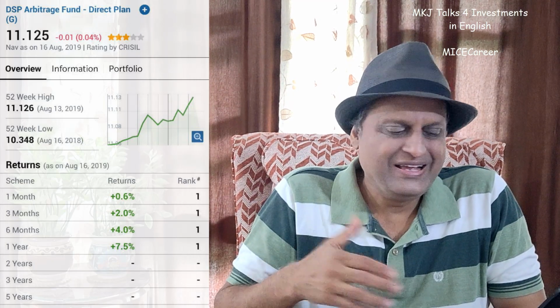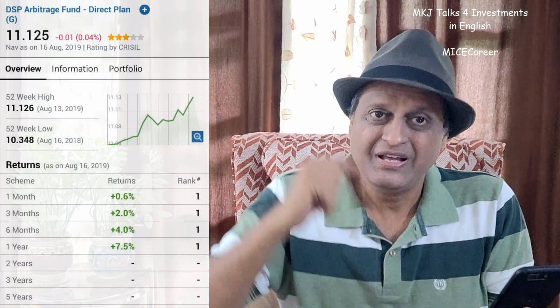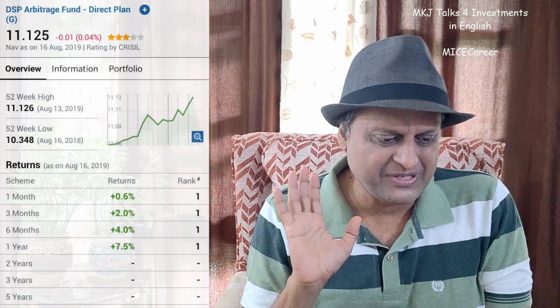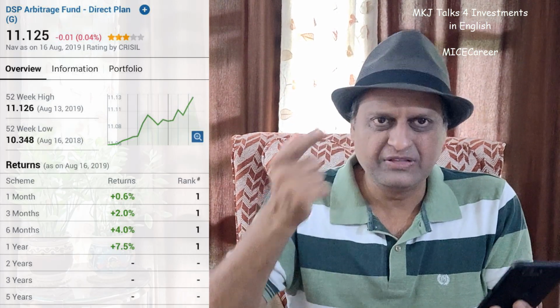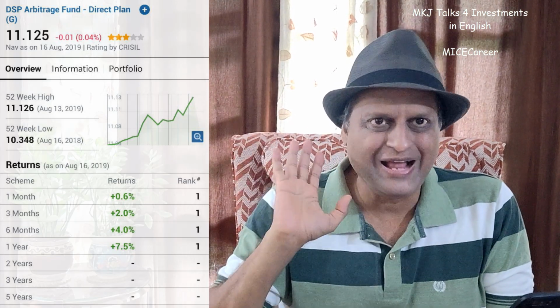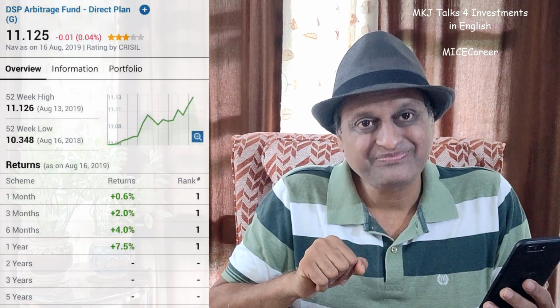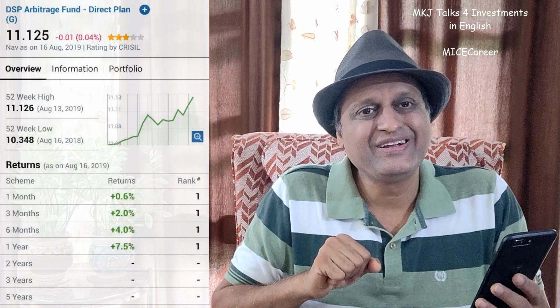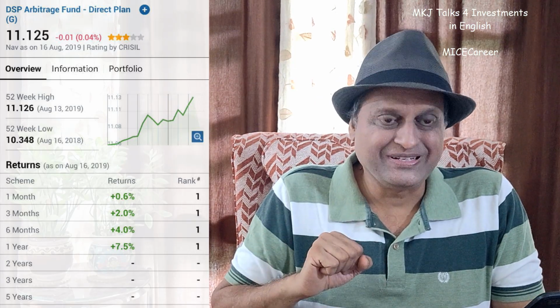Again, it's not a very old fund. You look at 1 year return, it is 7.5, and if you look at 6 month return, it is 4%. You make it annual return, just double it, it becomes 8%. Look at 3 months return, it is 2%. Again, you make it annual by multiplying 3 months with 4, you get 12 months. So multiply 2 by 4, you will get annual return, which is again 8%. And for 1 month, it has given 0.6. You again make it annualized, multiply 0.6 with 12, so it is 7.2%, right? So 7.2%.